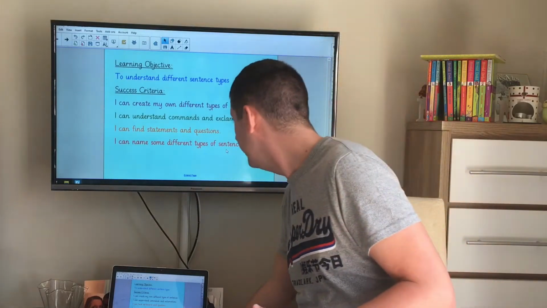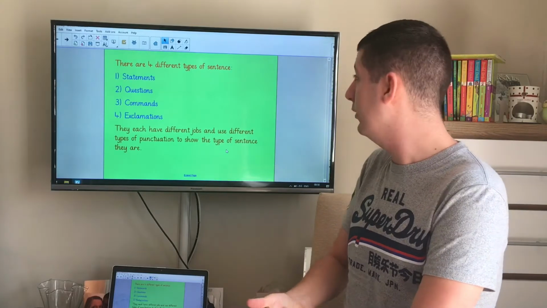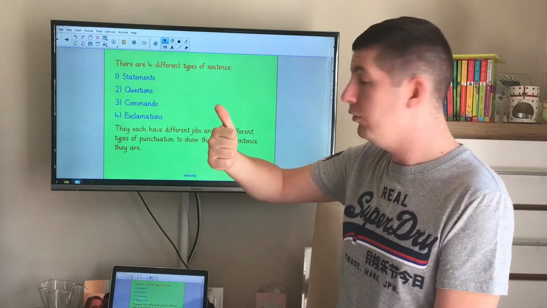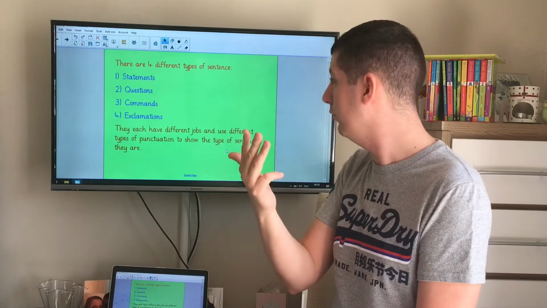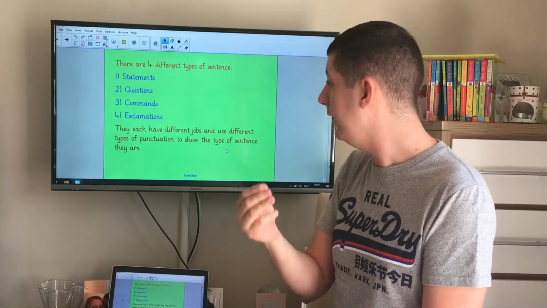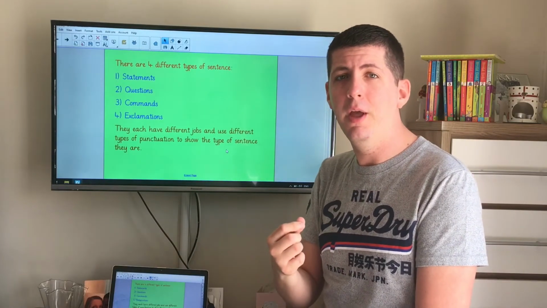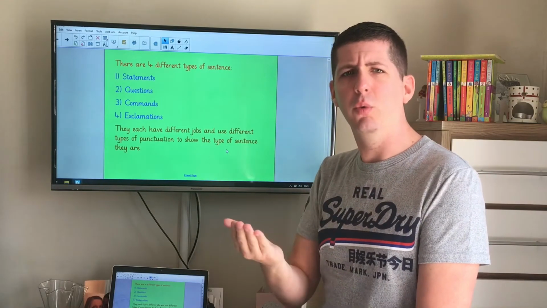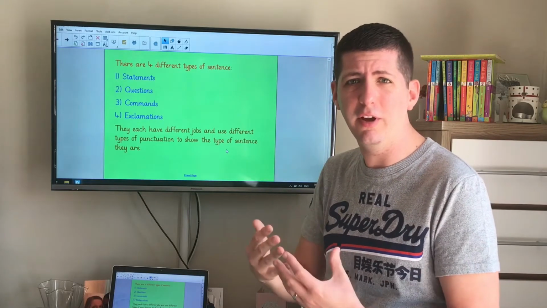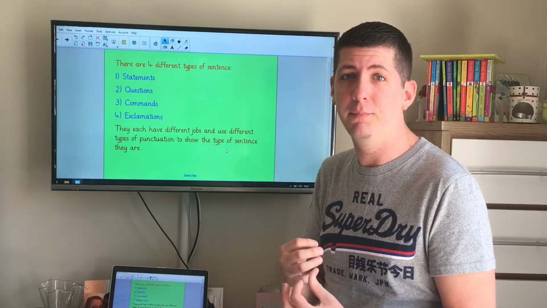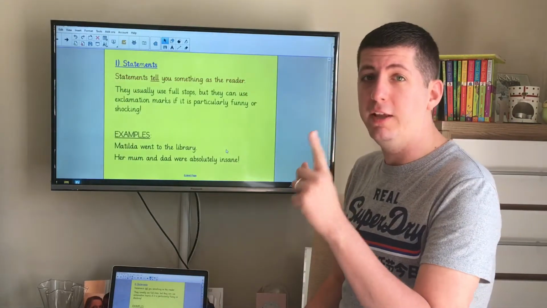So, there are 4 different types of sentence that we can see. We can see statements, questions, commands, and exclamations. They all have different jobs and they use different types of punctuation to show what type of sentence they are. So, how do we know what type of sentence something is, and how can we write that sentence? How can we identify it? How can we punctuate it correctly? Well, let's find out.